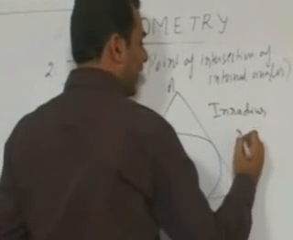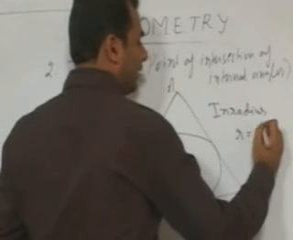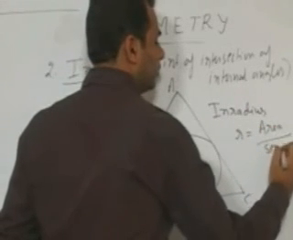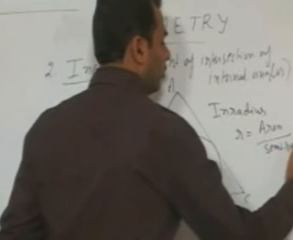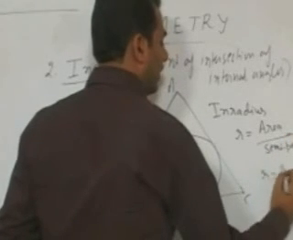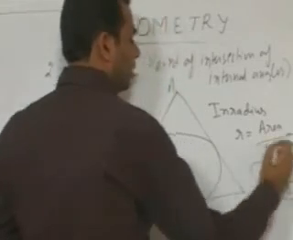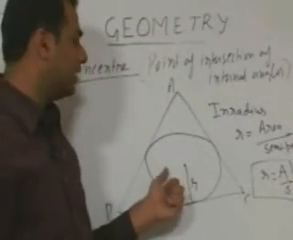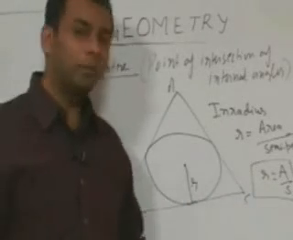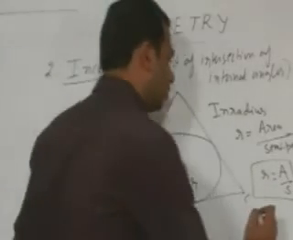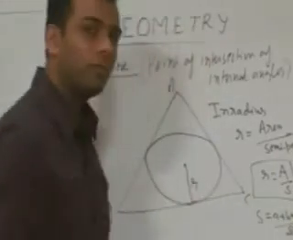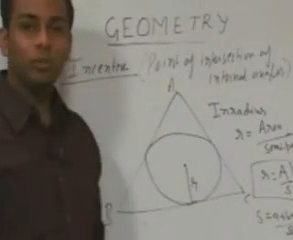And the inradius r is always equal to the area by the semi-perimeter. Or we can say r is equal to A by s. So the radius of this circle can be found, which is equal to the area of the triangle divided by the semi-perimeter of the triangle, and the semi-perimeter is (a plus b plus c) by 2. So these are the different properties related with the in-center.